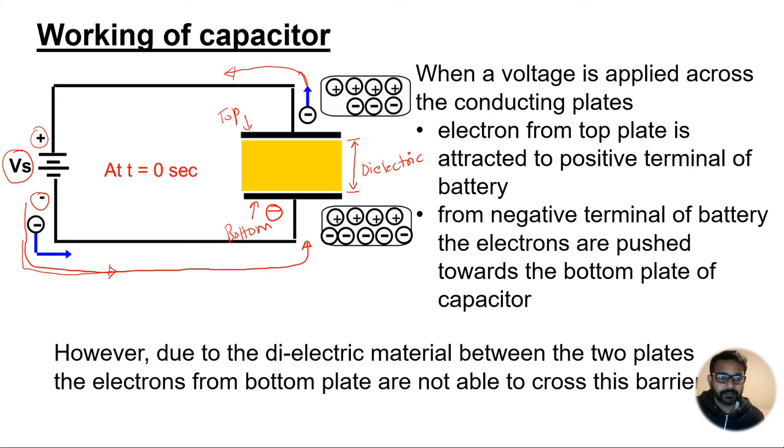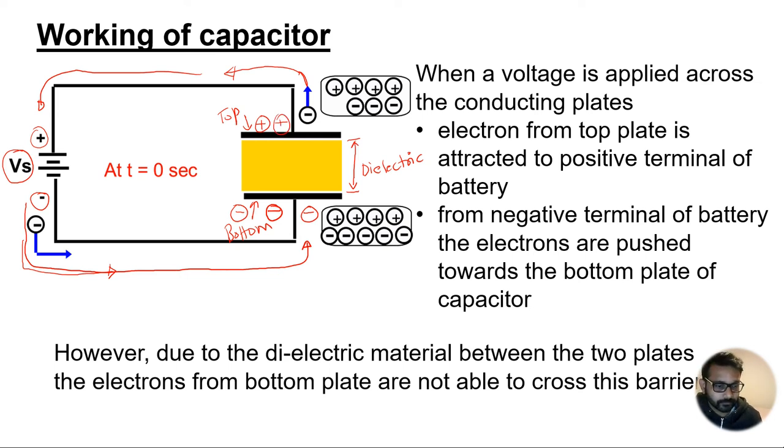As a result, the electrons will start accumulating at the bottom plate, and the electrons from the top plate will continue to flow towards the positive terminal of the battery. So at the bottom plate you will have a higher concentration of electrons, and at the top plate there will be a deficiency of electrons. That means there will be more positive charges on the top plate.